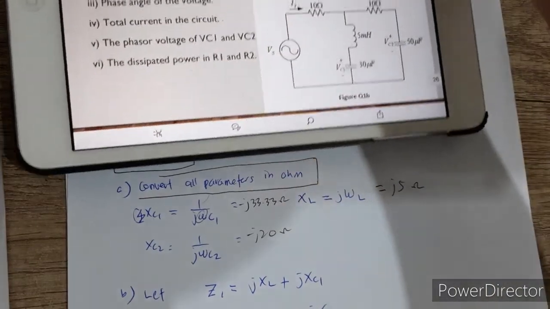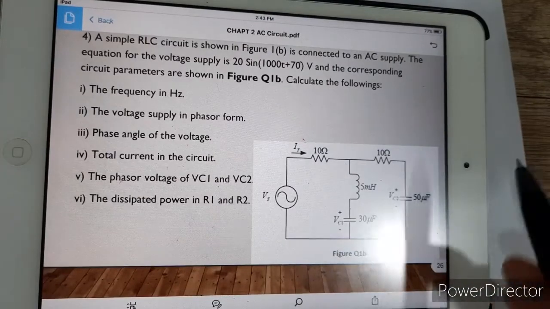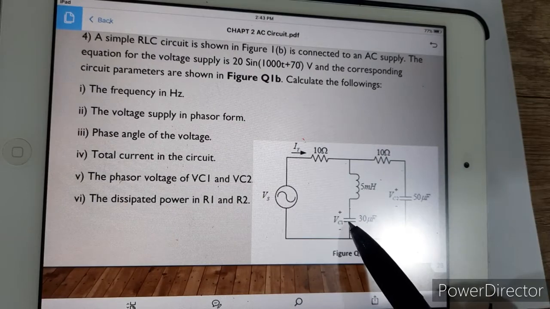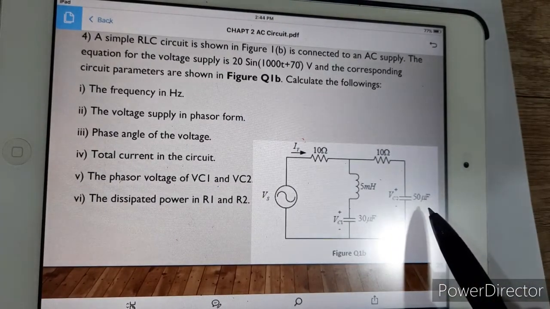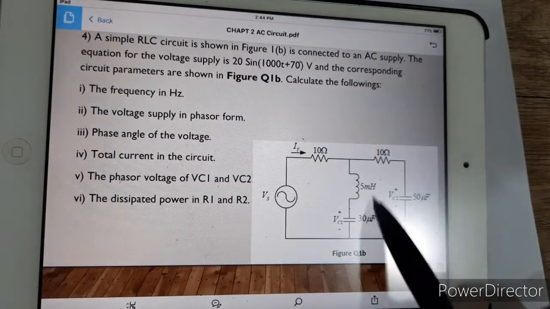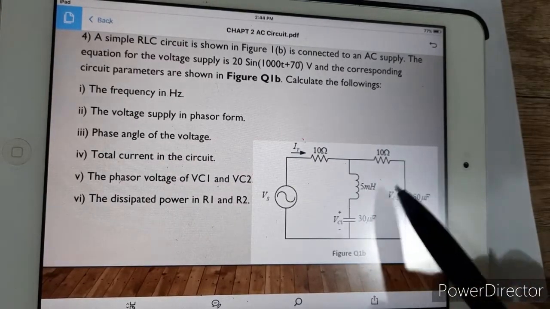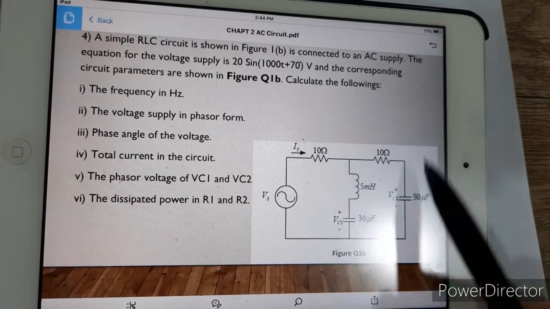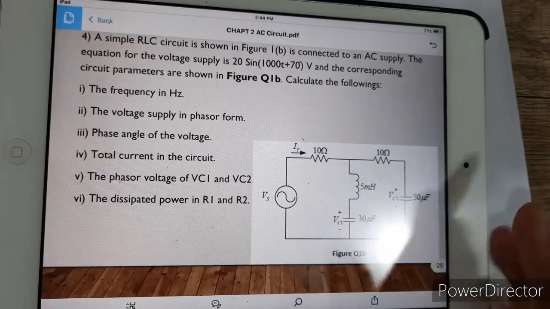Secondly, let's look at the circuit first. We have this inductor in series with capacitor 1, and then we have R in series with capacitor 2. So between this junction and this junction is in parallel. Let's assume this is Z1, this is Z2. So Z1 is parallel with Z2. After this parallel combination, it will be in series with 10 ohm.